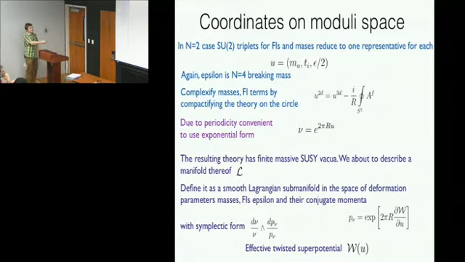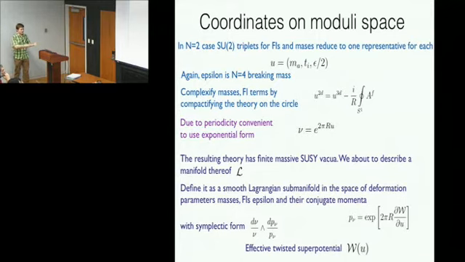So we want to complexify it, as I said in the beginning, by compactifying the theory on a circle. And all these parameters acquire an imaginary part, which is given by the R symmetry Wilson line around the compact direction. Because there's a periodic dependence along X3, we want to relabel u by eta, which is the exponential version of that, which takes care of the periodicity. So the resultant theory has finite massive supersymmetric vacua, as we'll see soon, and we'll describe the manifold of those supersymmetric vacua. So we can define a smooth Lagrangian submanifold in the space of these parameters, which are built again by masses, FI terms, and epsilon, and their conjugate momenta.